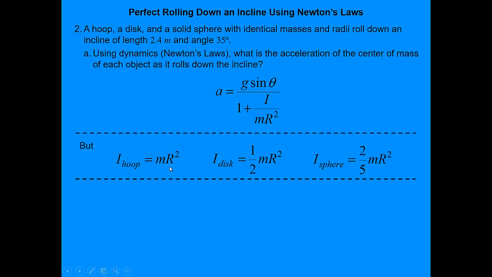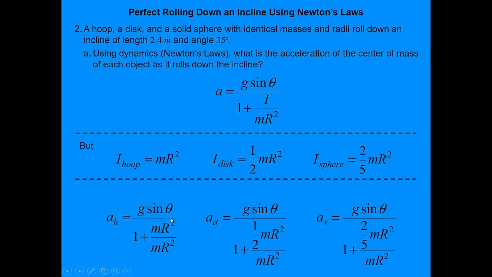You see what's going to happen? Let's plug these in one at a time. There's the hoop. There's the disk. And there's the sphere. Notice H for hoop, D for disk, S for sphere. So I just plugged in their rotational inertias. And do you see what's going to happen? Yeah, the mass and the radius cancel out in each case. That means that it doesn't matter what mass and radius the hoop has, it's going to have the same acceleration. And it doesn't matter what mass and radius the disk has, any disk will have the same acceleration. And it doesn't matter what mass and radius the sphere has, any sphere will have the same acceleration down the hill. That's kind of interesting, right?